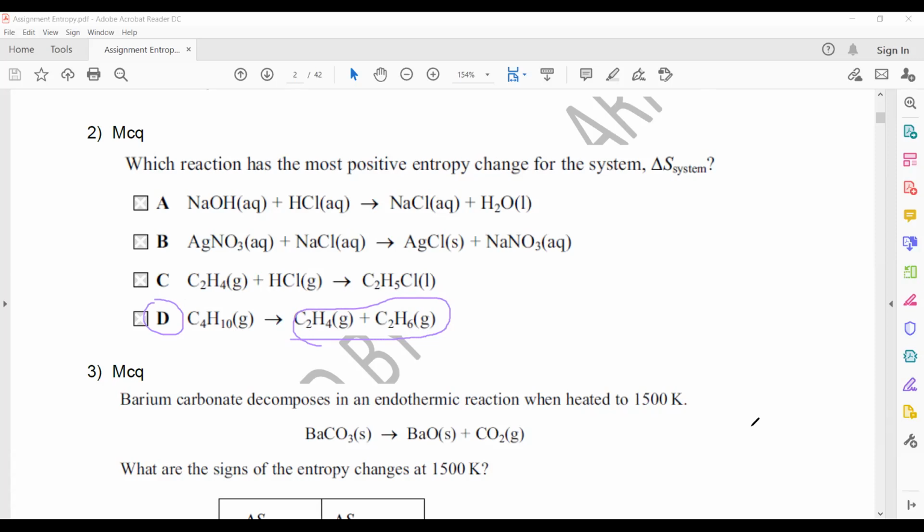So this is a qualitative analysis. Without calculation, you just state what happens.